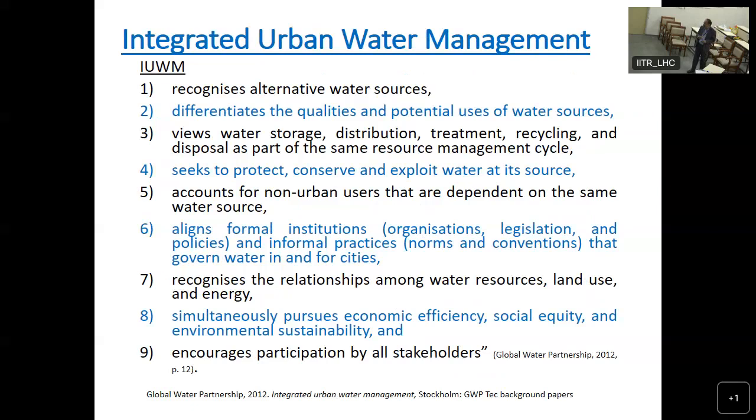Simultaneously, consider economic efficiency, social equality, and environmental sustainability. Social equality is basically providing services to everyone, so not differentiating between different regions, different groups, and it encourages participation by all stakeholders. And this is one of the most difficult aspects, bringing all the parties together for any planning purposes.